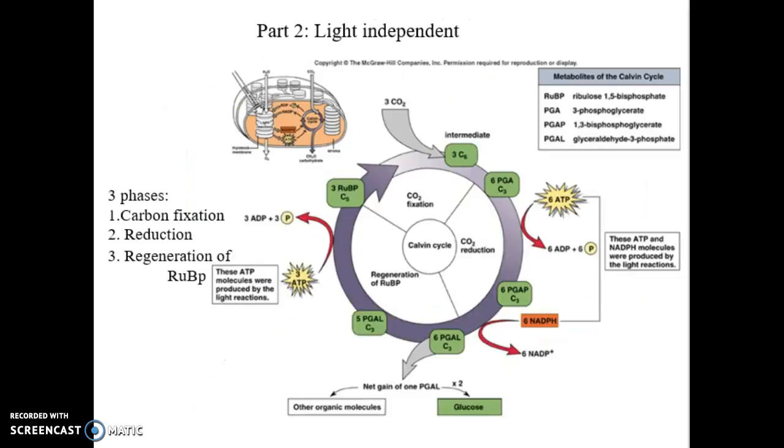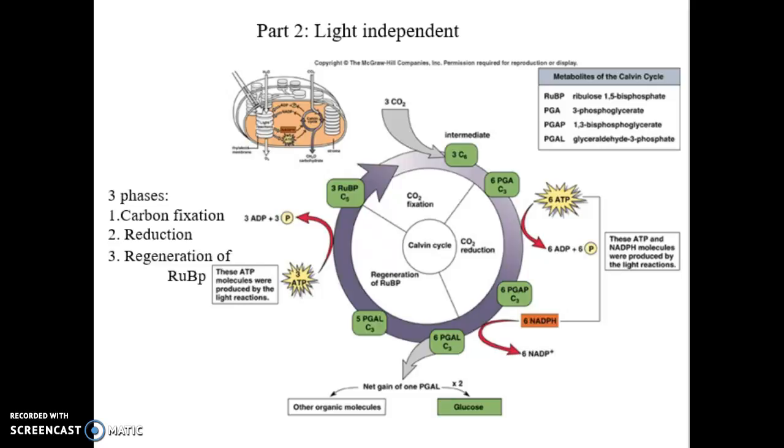As it moves to part two, the process moves into the stroma of the chloroplast where there is no need for light. So this is why it's referred to as the light-independent portion of photosynthesis. So this is all happening in between the stacks of coins. So there's no need for sunlight here.